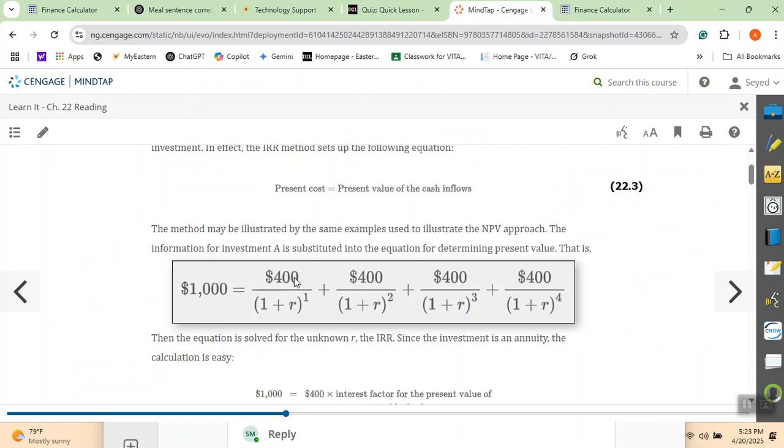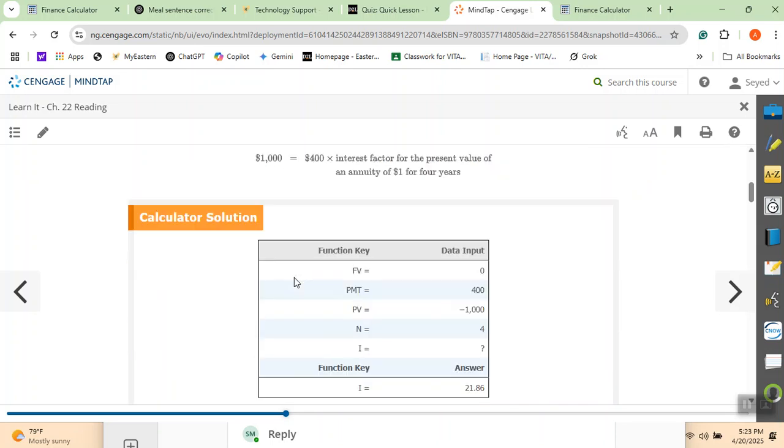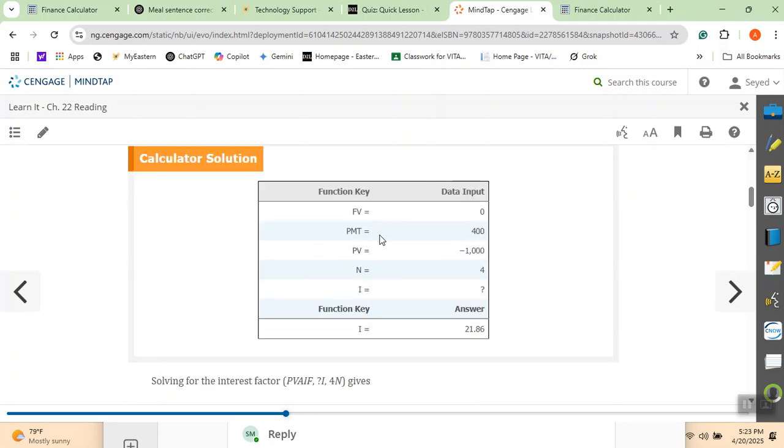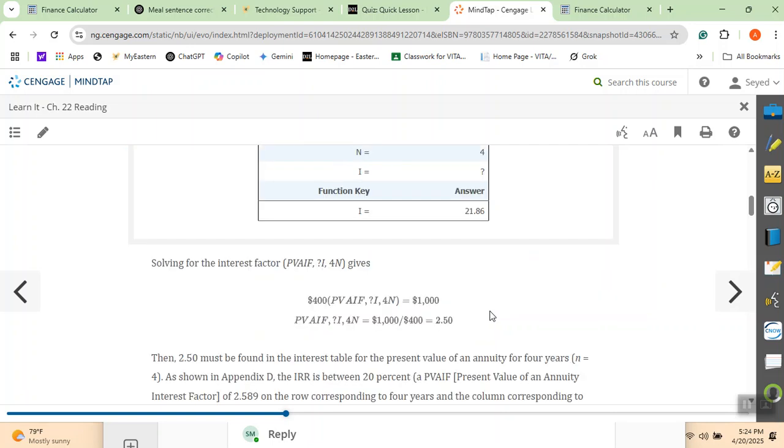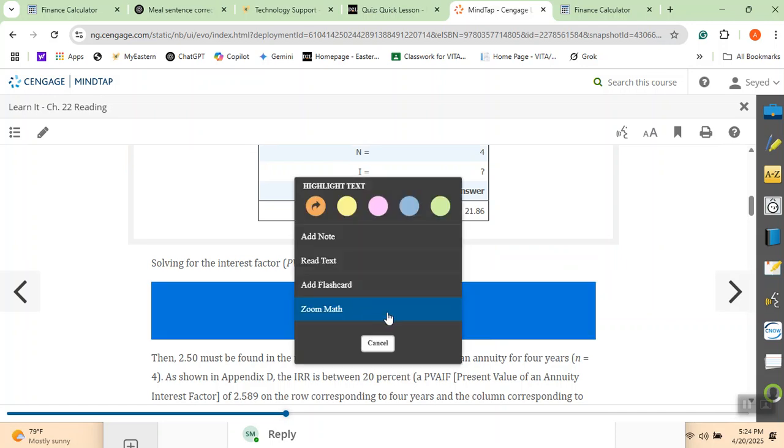Therefore, you understood this one. You accept this project because it is giving you 21%. Then here it is. This is exactly what we put in the calculator. Payment of $400. Here, present value. Do you see it put negative here, but I put my negative in front of the one. It doesn't matter. When you calculate it, as you all see, the calculator gave us 21.86, and we are going to go and buy the tractor. And here, if you want to use the table, this is what the table is using.